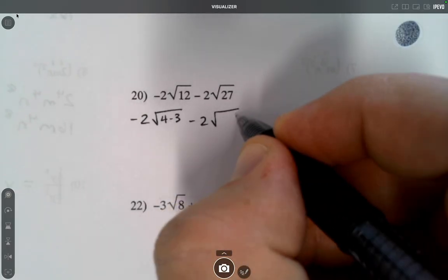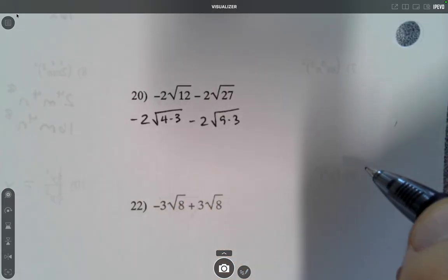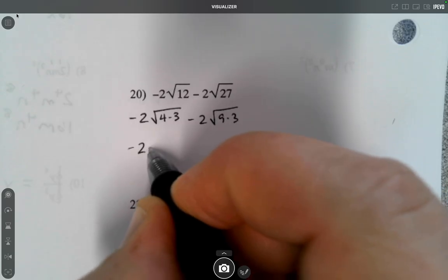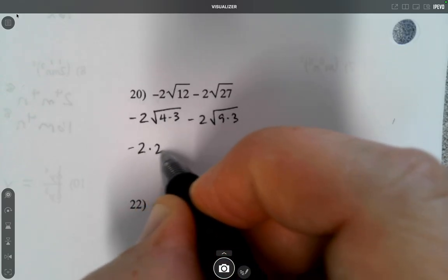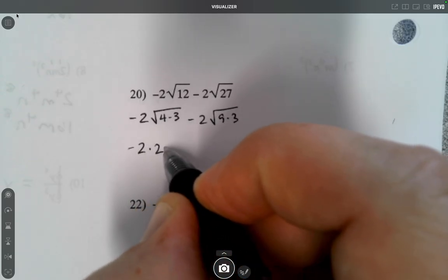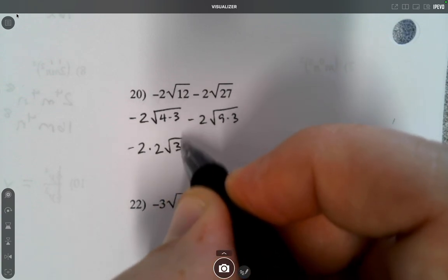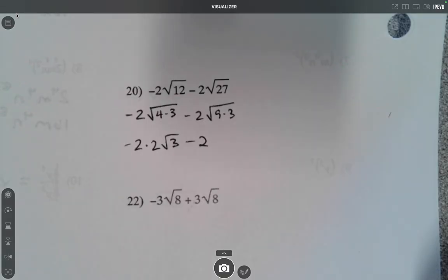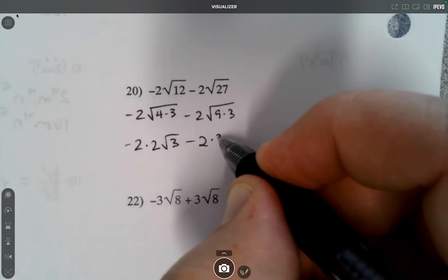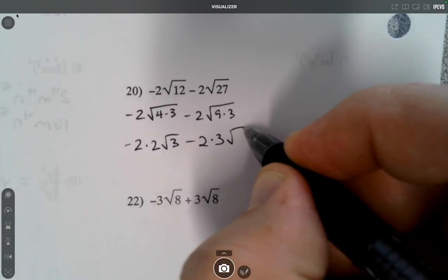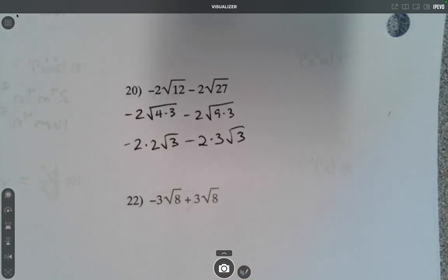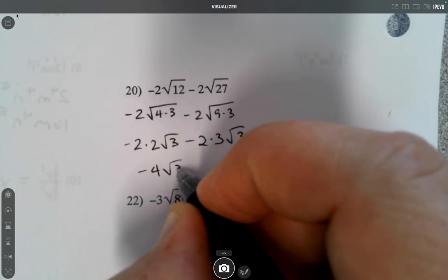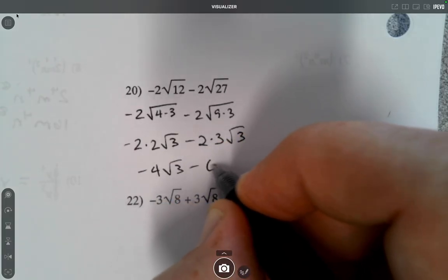27 becomes 9 times 3. So the negative 2 just stays as it is, times the square root of 4, which is 2, times the square root of 3. We don't know the square root of 3, so we just leave it inside. Then this minus 2 just stays as it is. Square root of 9 is 3. Square root of 3 is just the square root of 3. Negative 2 times 2 is negative 4. Negative 2 times 3 is negative 6.